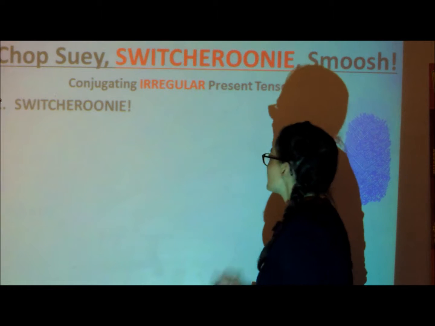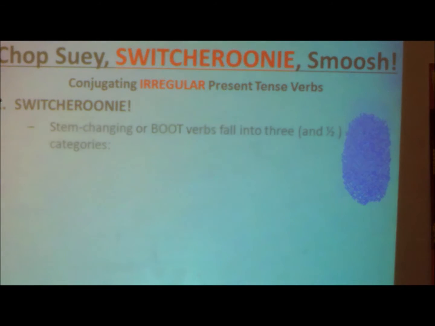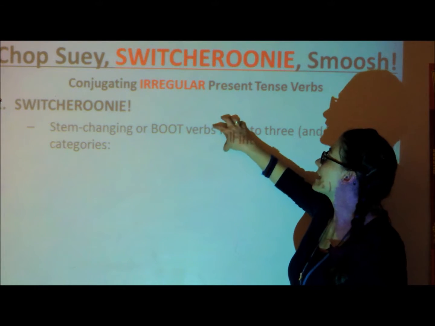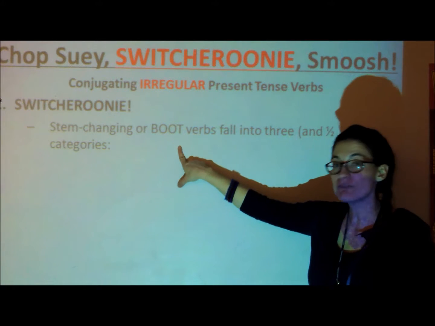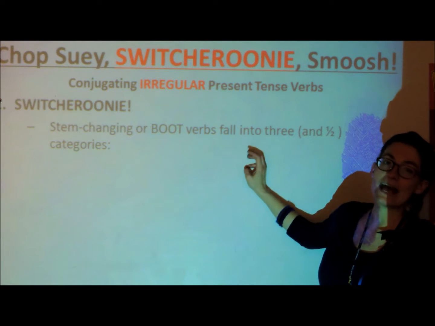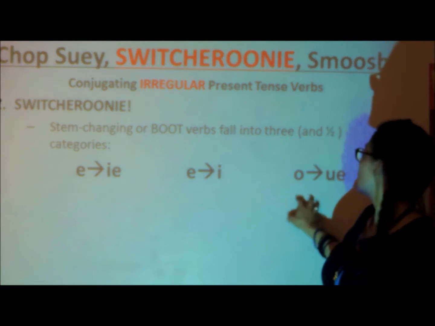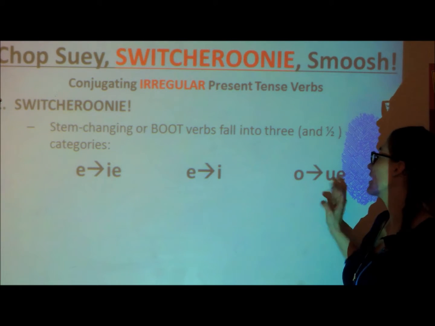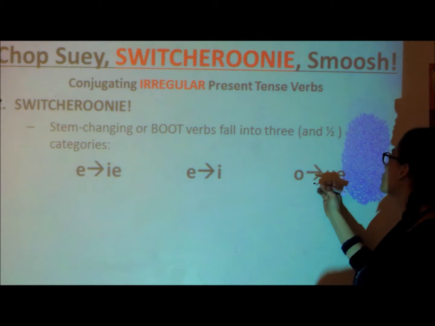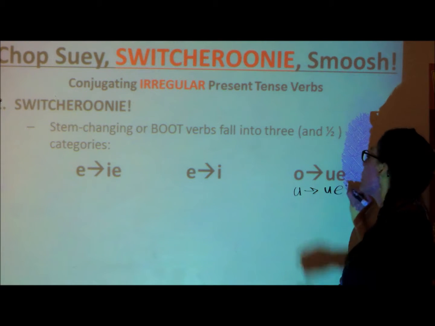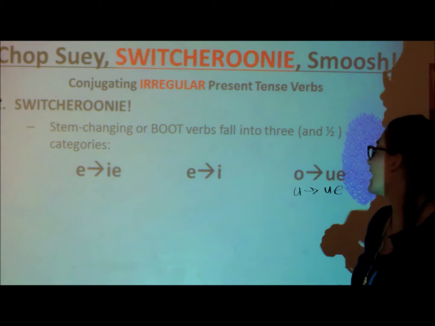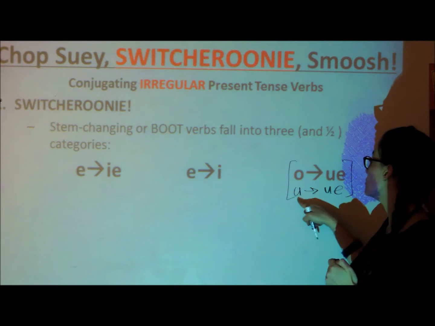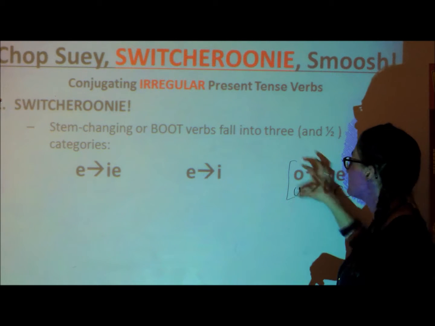In switcheroonie, you have this stem. And first I just want to say stem-changing verbs are also called boot verbs because they fall into three different categories: the E to IE category, the E to I category, and the O to UE category. There's another little half category that is U to UE, but it only applies to very few verbs, so they kind of put these two together, O to UE and U to UE. Okay? So these are our three different categories.